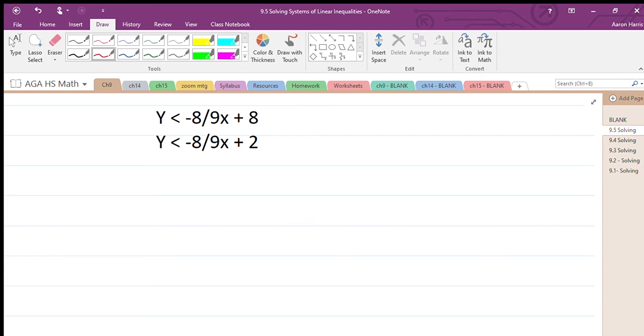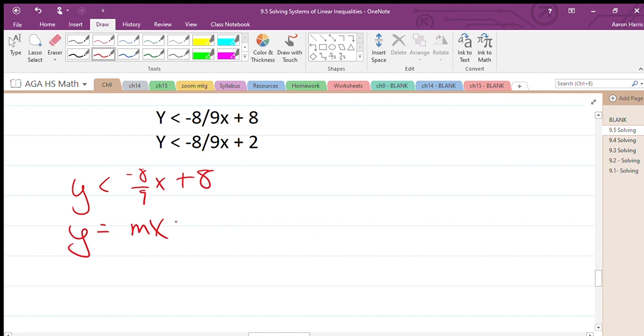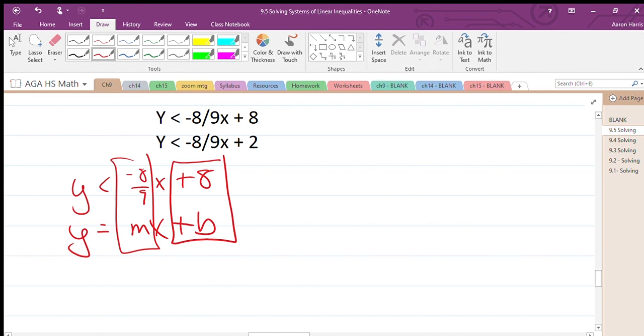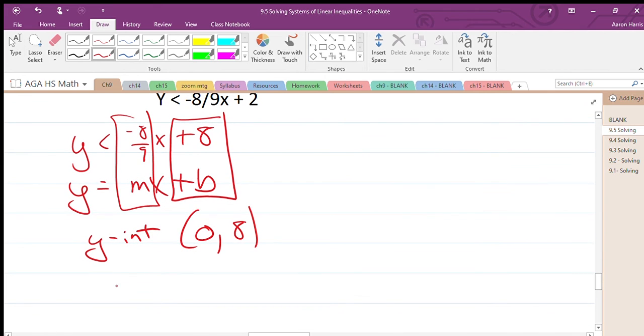So example number 2 for parallel lines that are linear inequalities. I have y is less than negative 8 over 9x plus 8. This is already in slope-intercept form. You should be able to recognize that by now. So I know what my y-intercept is. My y-intercept is what? 0, 8. Slope is what? Negative 8 over 9. Go down 8 and to the right 9. Okay? So let's do that.